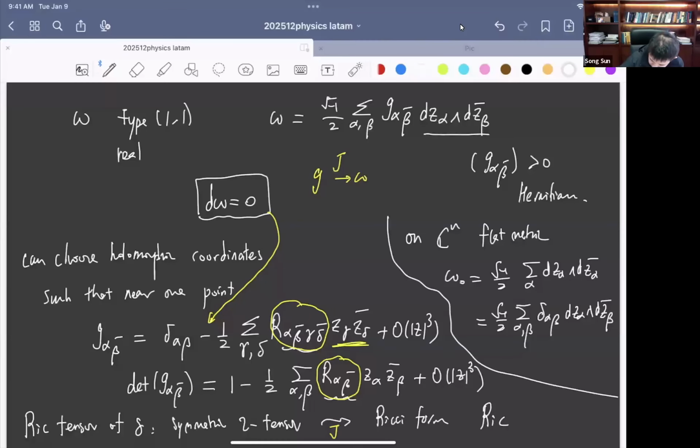And this has a component. This can be written just like this. This is 1/2 square root of -1 sum over alpha beta of R alpha beta bar dz alpha wedge dz beta bar. So you just replace g alpha beta bar by this R alpha beta bar, which is the second order term in the Taylor expansion of the determinant.